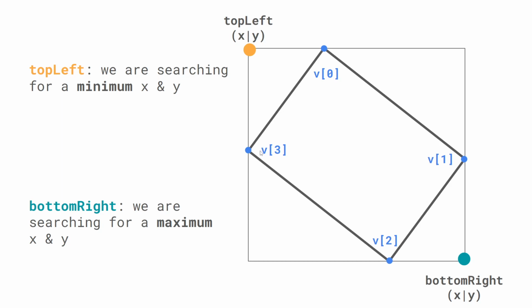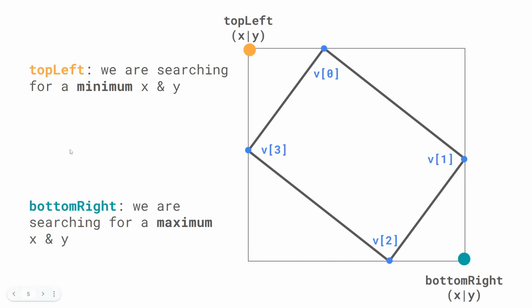And then we go to the next value. This value is again smaller than the value we set in bottom right, so we're just ignoring it, and then we are at the end of our array with the vertices. And that's the algorithm for calculating top left and bottom right.